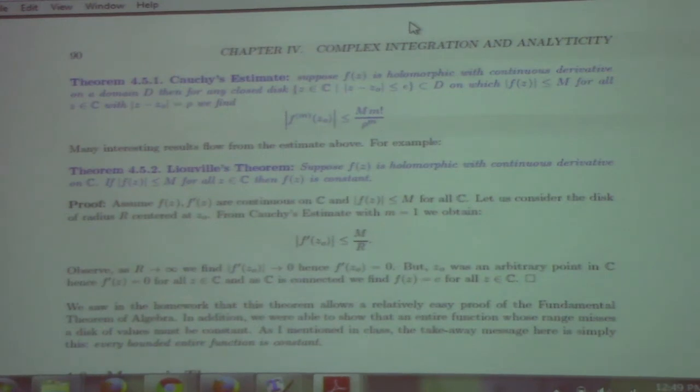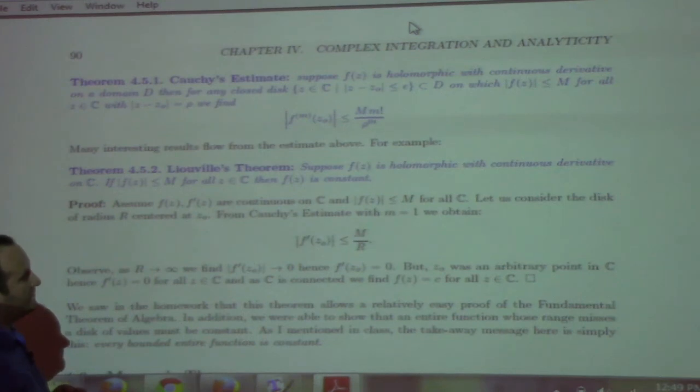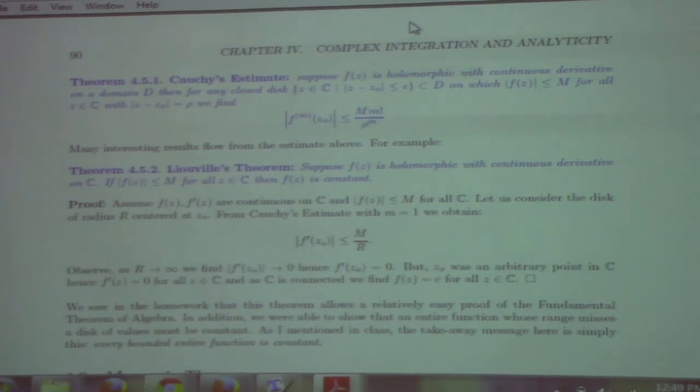But anyway, that brings us to Liouville's theorem, which says that if f is holomorphic with continuous derivatives on the whole complex plane, and if the modulus is bounded on the complex plane, then the function is constant. So bounded entire functions are constant.